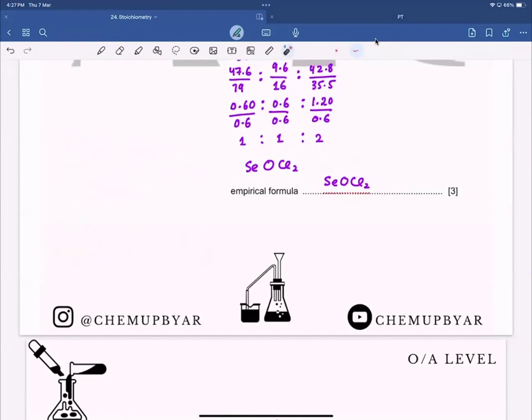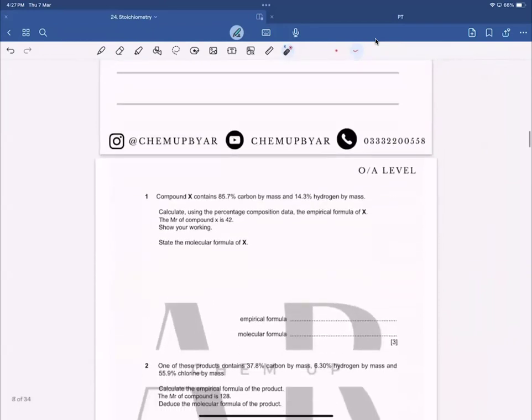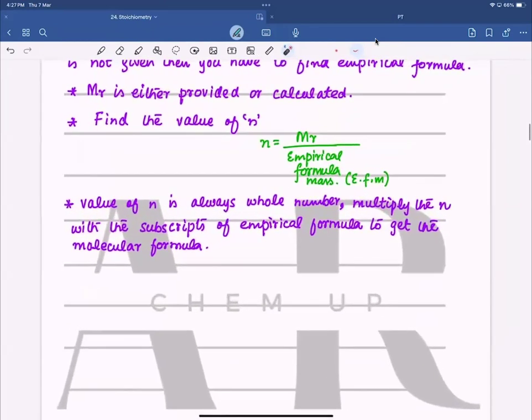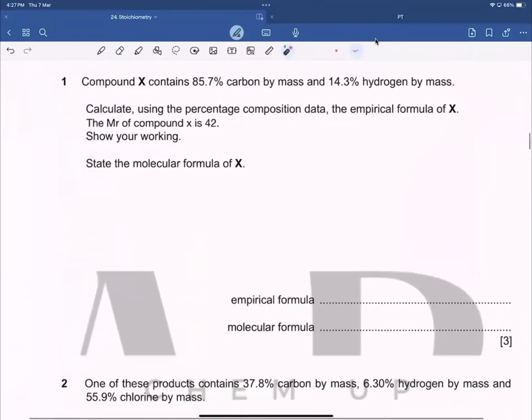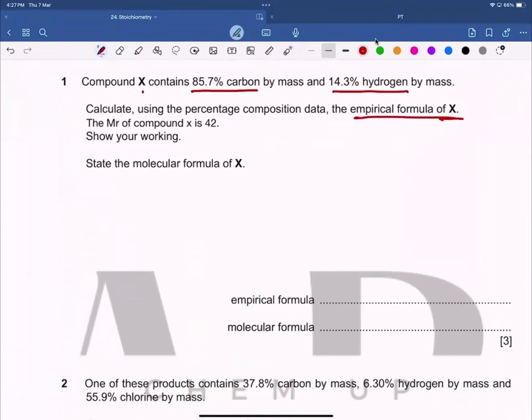Okay. So when we divide the Mr by the empirical formula mass, we get that n, which is the whole number. Now we multiply that n with the subscripts of the empirical formula to get the molecular formula. See how, for example, the compound X contains 85% carbon by mass and 14.3% hydrogen by mass. Calculate using the percentage composition data the empirical formula of X. The Mr of compound X is 42.